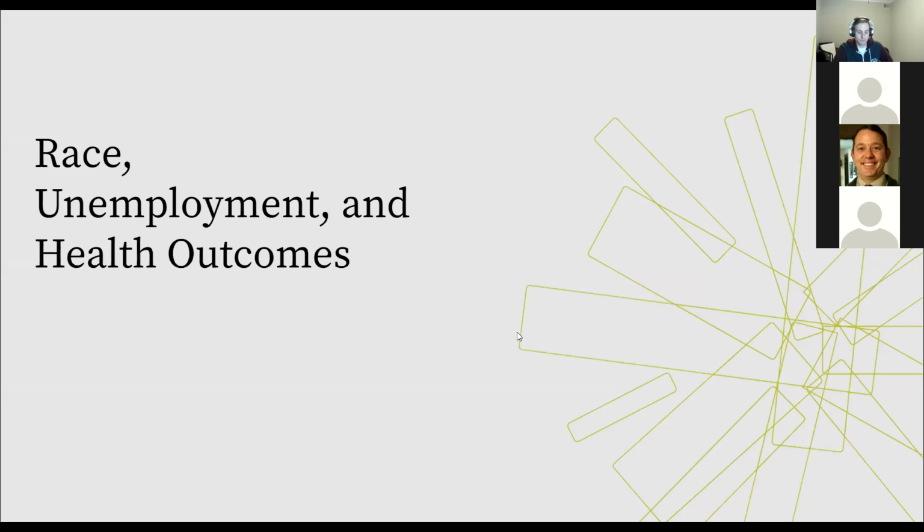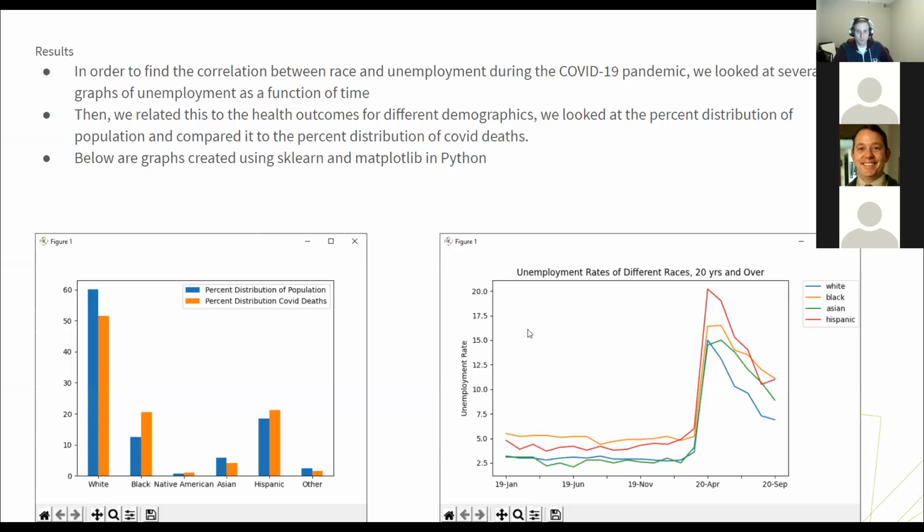Let's see. This is the data that I worked on, race, unemployment, and health. Oh no, actually, sorry, not yet. This is another one of my teammates' work. They looked at the race and unemployment during the pandemic.